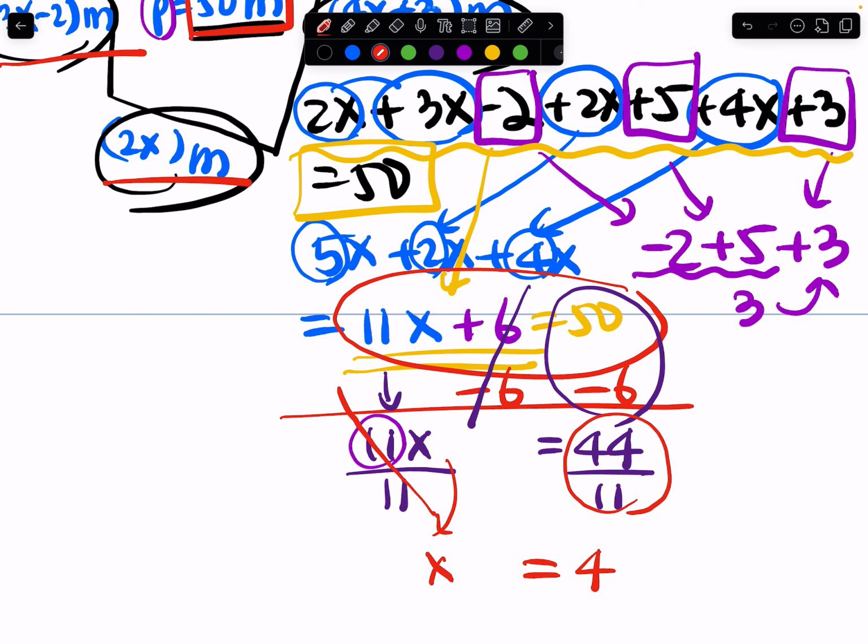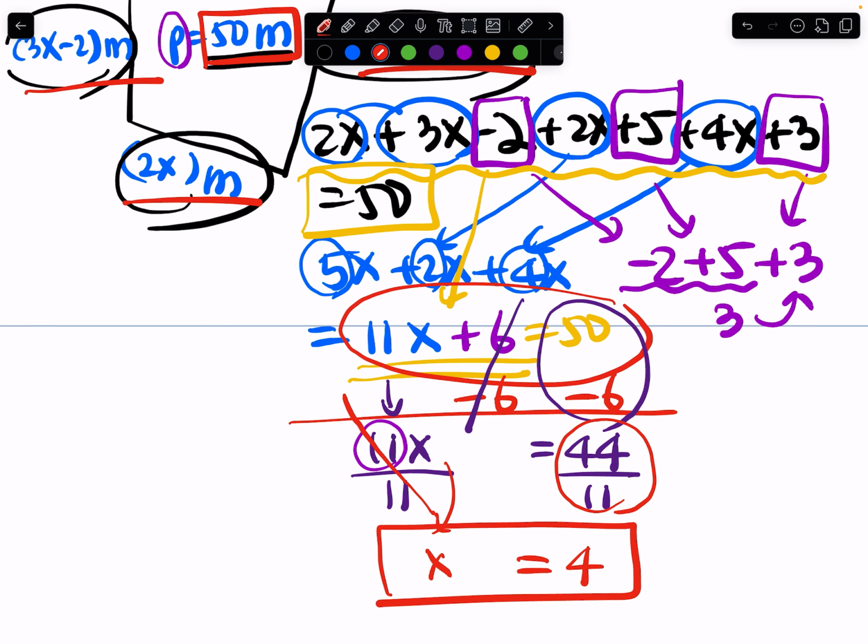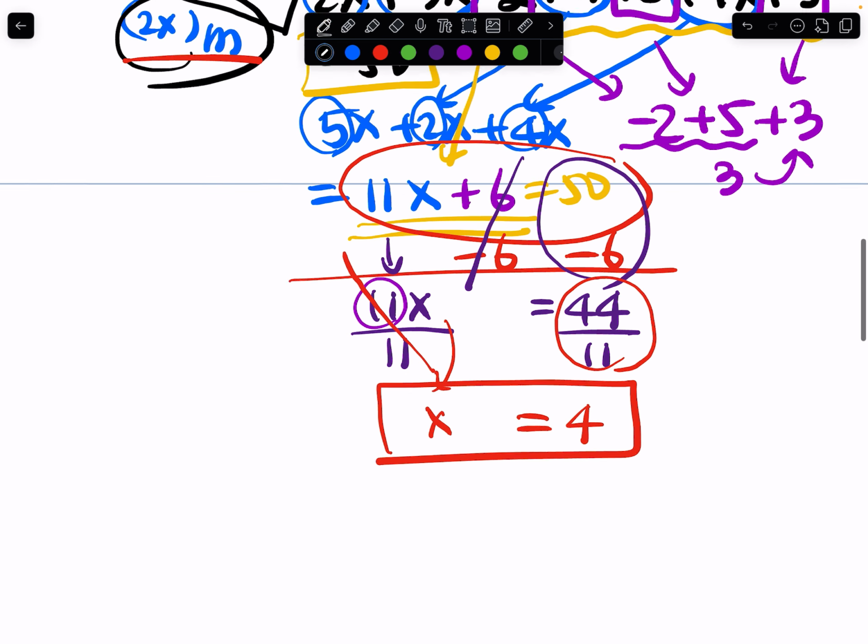Now that is your answer. It's now red. x is equal to 4. Red. That's your problem number 30. Okay, let's go to the next problem, which is problem number 28.